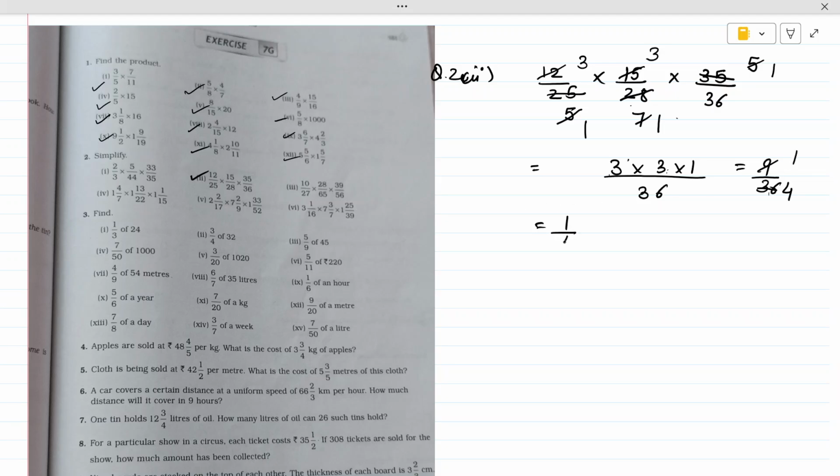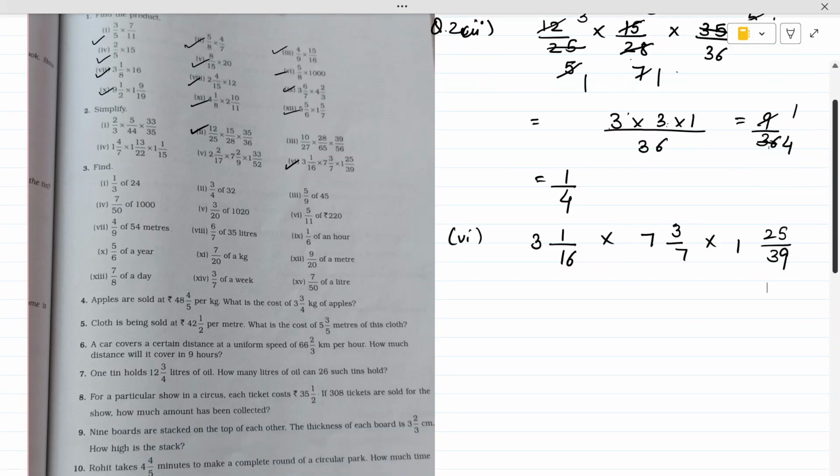So the answer will be 1 by 4. The product of the given fractions is 1 by 4 here. Similarly, let me pick the sixth part here. In part 6, we have 3 and 1 by 16, 7, 3 by 7, 1, and 25 by 39. These are the questions given to us.